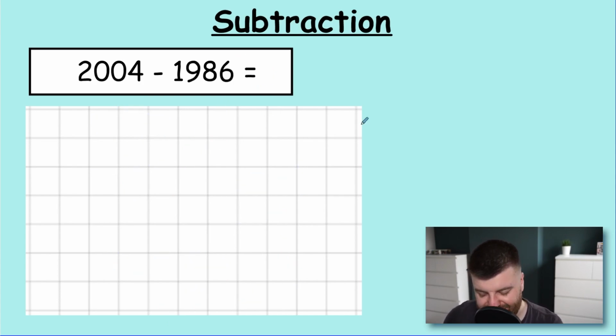2004, take away 1986. Before I say pause the video and have a go, you could just put it into column subtraction. Of course you could. Can you think of a quicker way to do this?